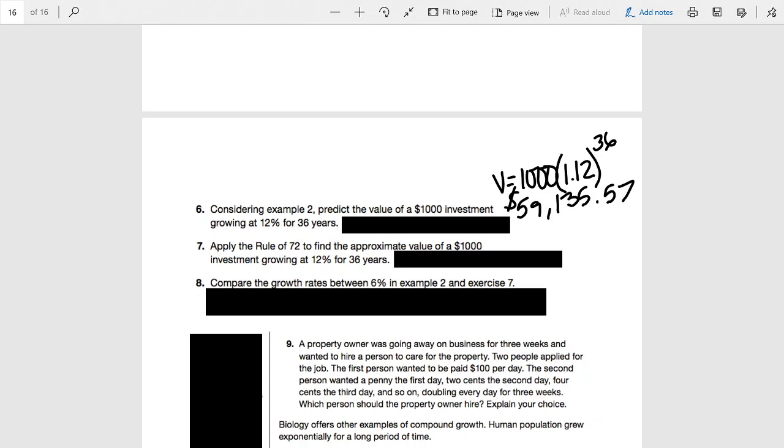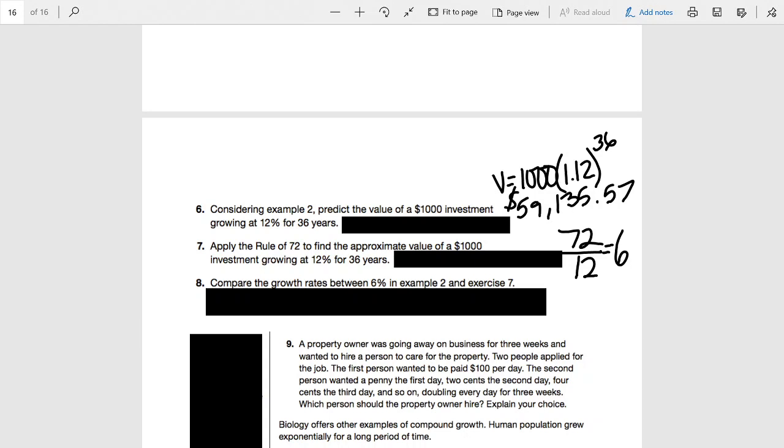Okay, so number 7, let's see if we were to apply the rule of 72 to this, how long would it take for me to double that $1,000 to become $2,000? Well, if I use the rule of 72, I'm going to use 72 divided by my growth rate, which is 12%, giving me 6 years. So it's going to double every 6 years.